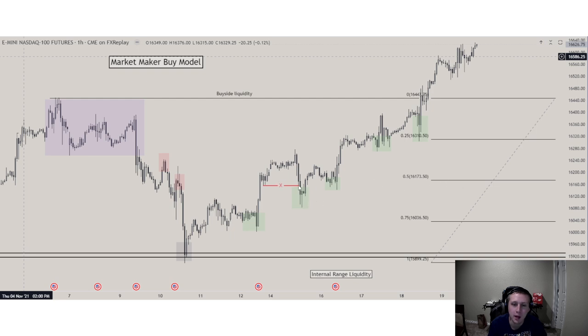We end up having a stop hunt, and it doesn't look like a stop hunt here, but we are rebalancing this, and we are taking some form of stops here. And then we have another area of accumulation, and here from internal range liquidity to external range liquidity, we end up creating a market maker buy model. Very nice, very beautiful.